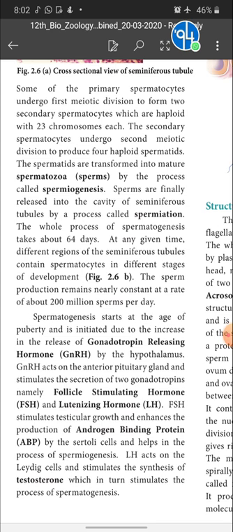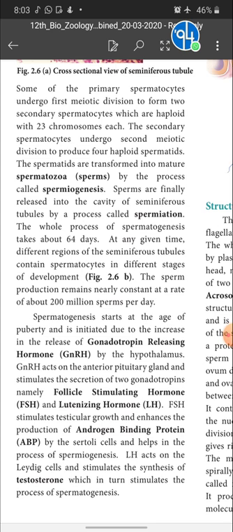See, when we see the interior section of a seminiferous tubule under the microscope, we can see the various stages of spermatozoa. You can see primary spermatocytes, spermatogonia, secondary spermatocytes, spermatids, all the stages at a given time. And the sperm production remains nearly constant at a rate of, what is that? A constant rate of sperm production, 200 million sperms per day.